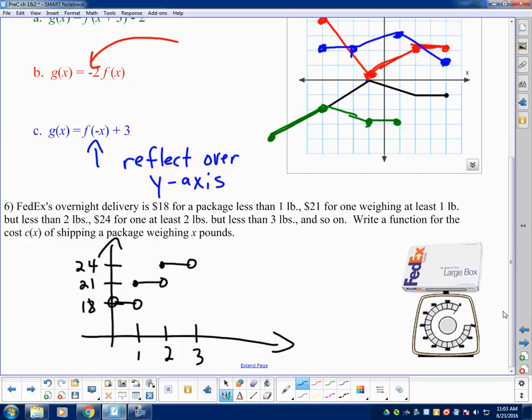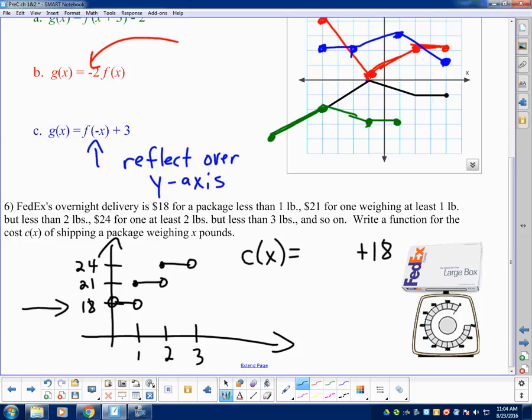So we're asked to write a function for the cost, C of x. So we have C of x equals, well, first of all, we can see that it starts at $18. So somehow we've got to jump our basic parent function of the greatest integer function from being on the 0, between 0 and 1, up to 18. So you're going to have a plus 18 in there. There's a vertical shift of plus 18.